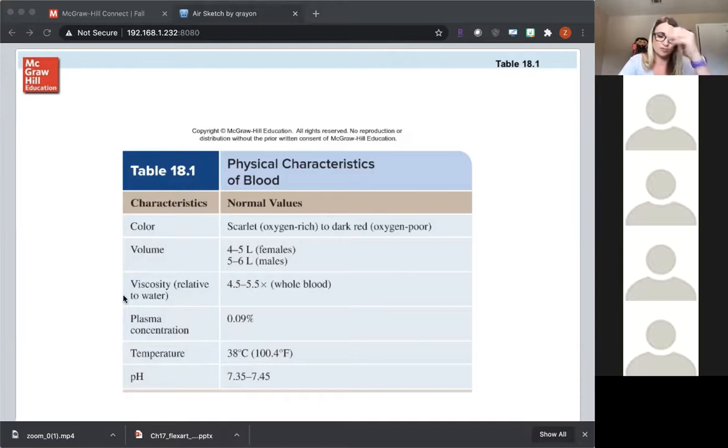The functions of the blood. I know there's not really a whole lot of pictures for chapter 18. This picture just shows us characteristics of blood, which I will get to in a minute. But before we get to the characteristics of blood, I guess I don't really need to be sharing that picture with you yet.